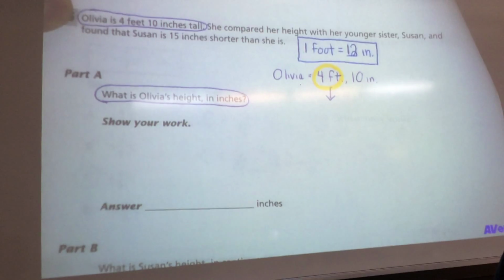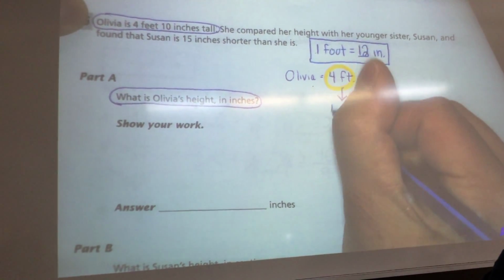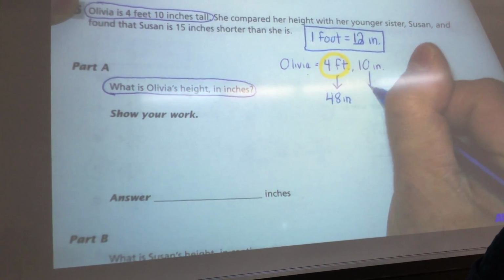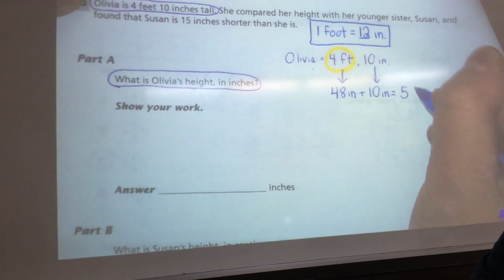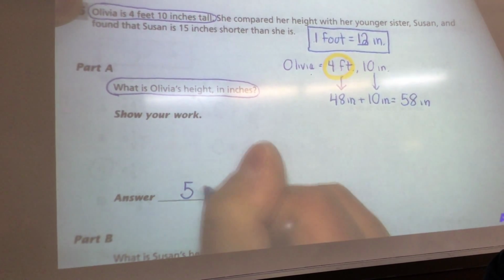You should be able to do that in your head. If 1 foot is 12, 4 feet is 48 inches. That's right. So all you have to do is take the 48 plus the 10, and that gives you 58 inches as your answer for part A.